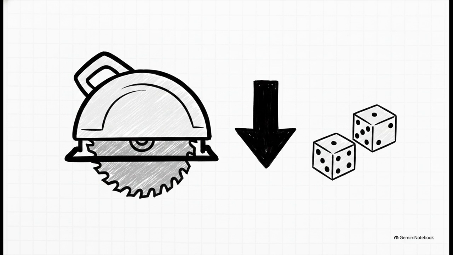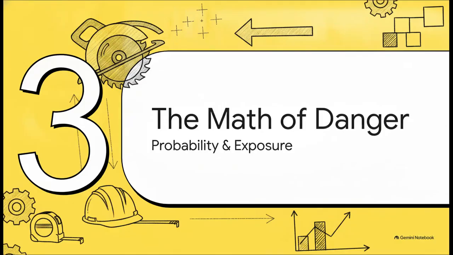It still has the exact same capacity to cut tissue. The hazard is unchanged. But because you put a guard over it, the probability of a worker actually touching it has absolutely plummeted. Therefore, the risk has plummeted. A safety control reduces risk without eliminating the underlying hazard. Let's move into Section 3, the math of danger, where we'll look at calculating probability and exposure.